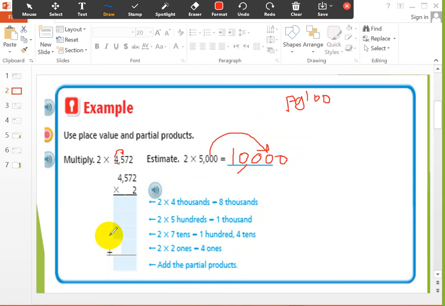Now we will start the multiplication. I want you to focus with me, girls, please.